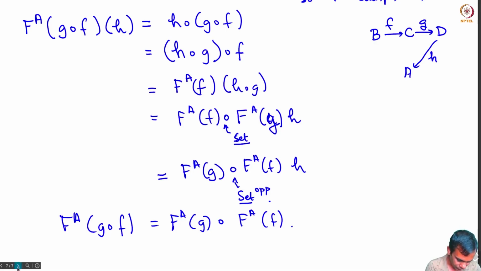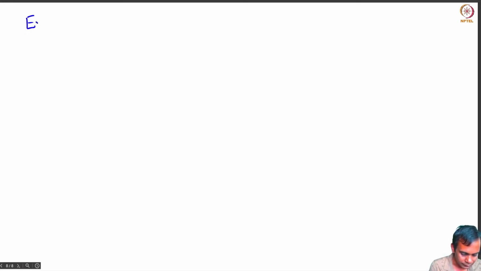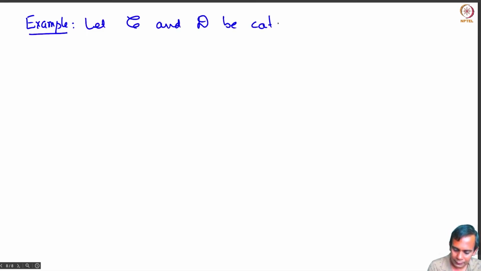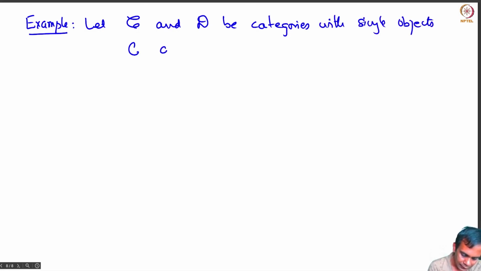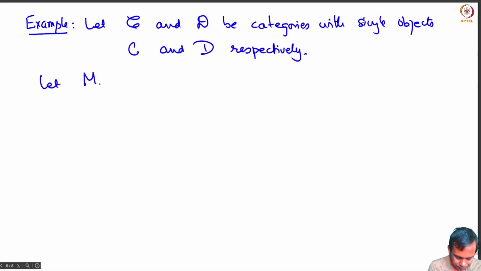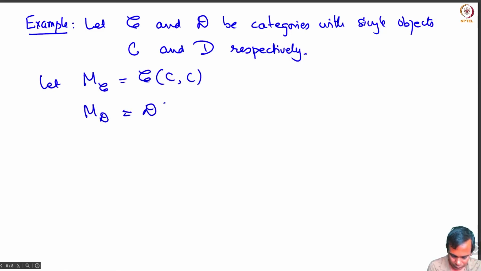Now, one last example of a functor. We look at categories with one object. So let C and D be categories with single objects. So the category C has a single object which I denote by C, and the category D has a single object which I denote by ordinary D. And let M_C denote the set of arrows from C to C, and let M_D denote the set of arrows from D to D. Okay, and what we've seen is that these are actually just monoids, because the definition of a category says that the set comes with a composition operation and an identity. So these are monoids.